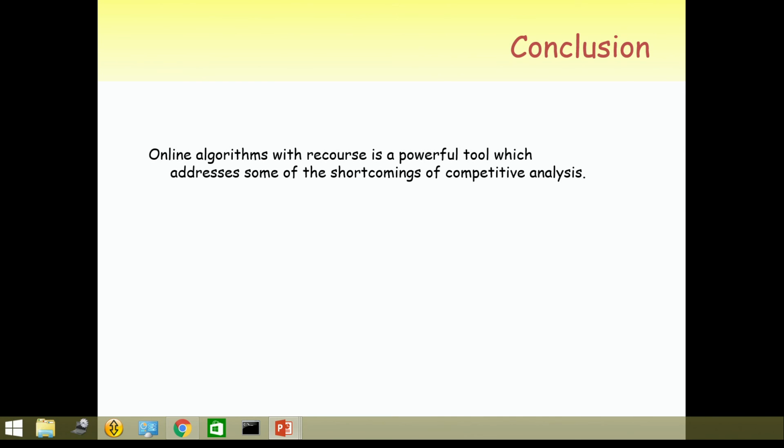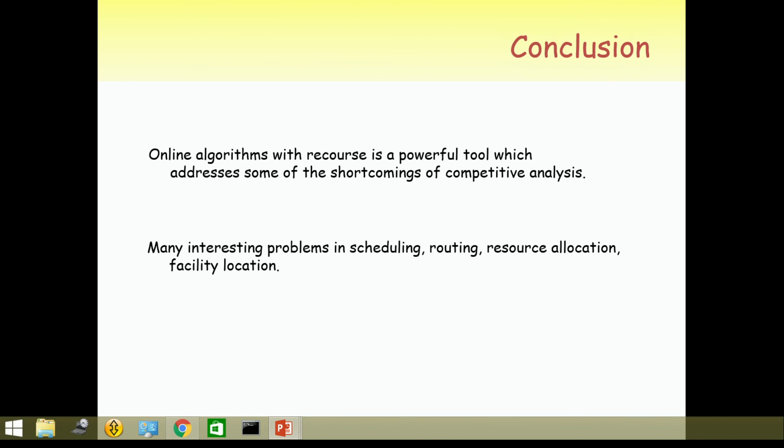So let me just conclude. Online algorithms with recourse are a powerful tool which addresses some of the shortcomings of competitive analysis in some cases, and there are plenty of open problems in routing, resource allocation, facility location, and so on.